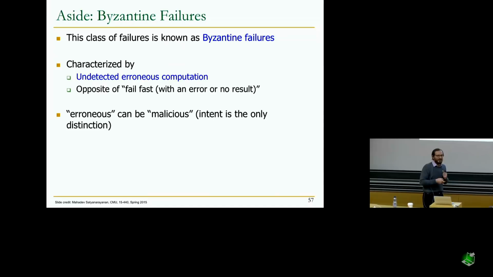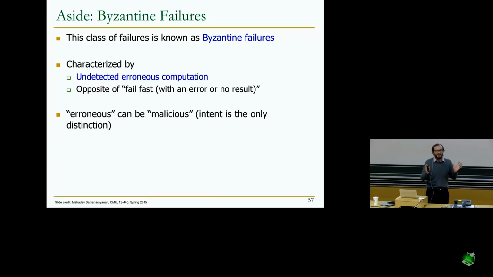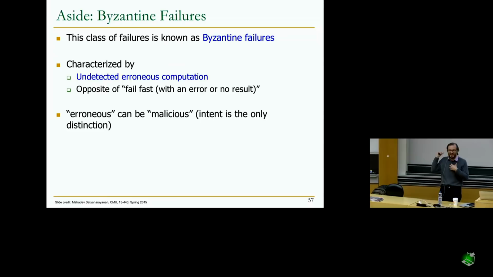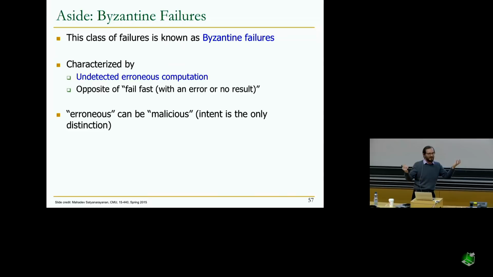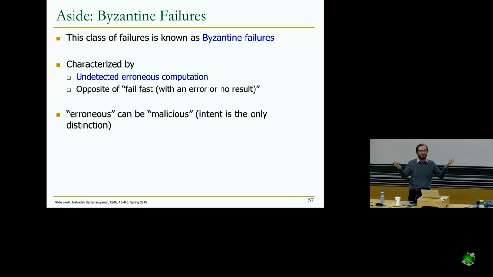You can be erroneous, and you may not know about it. Or you can be erroneous because you're malicious: you want to actually sabotage the empire, right? So that's why there's a huge connection between reliability and security. An error may be just a benign error that leads to some wrong result, or if the intent is malicious, you can exploit that error to take over a system.